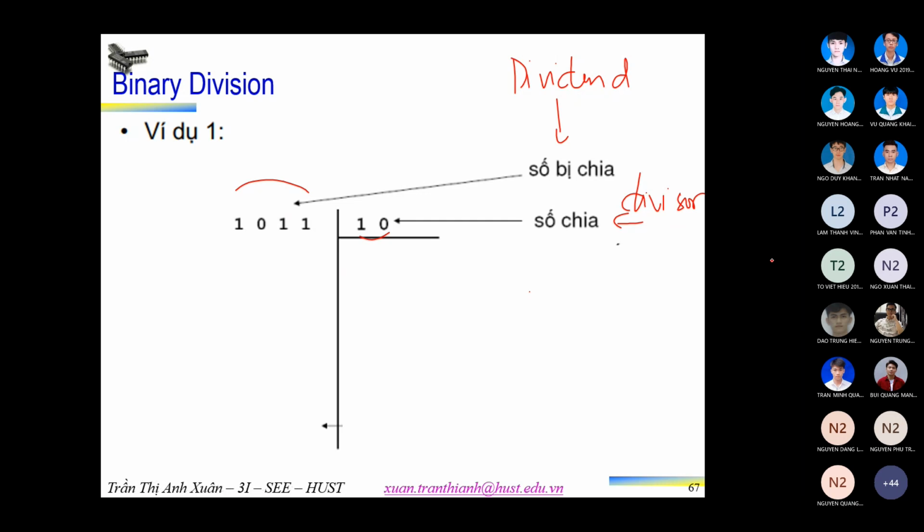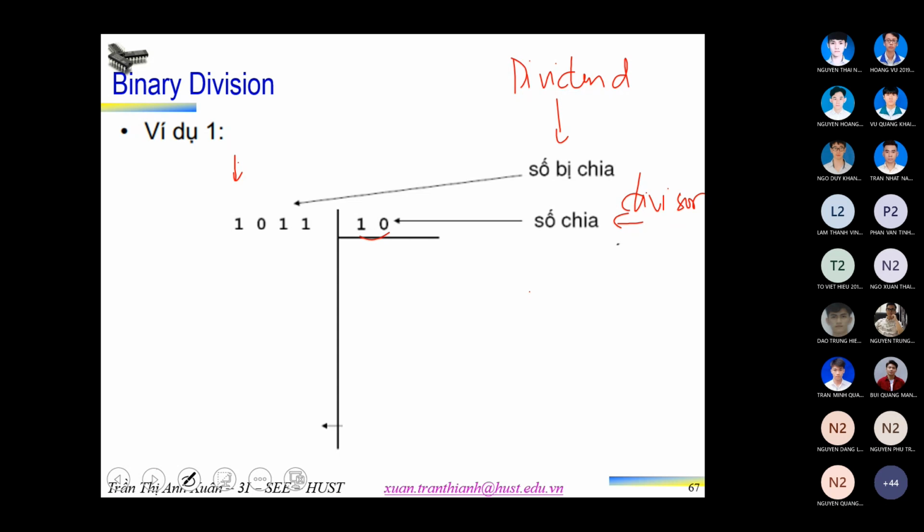The first step, from left to right of the dividend. This is the dividend. From left to right, that means we start from the MSB. And then the second step, we take a group from the dividend that has the same length as the divisor and then do subtraction.